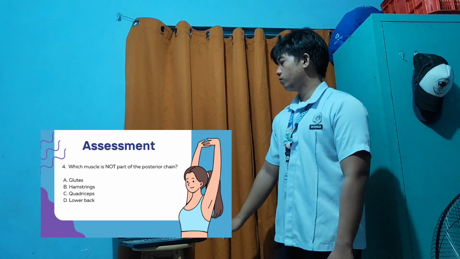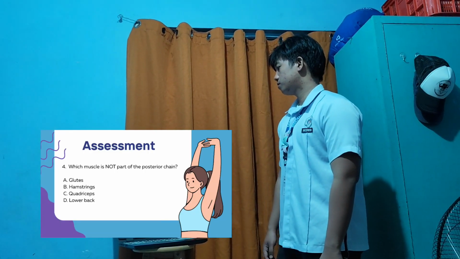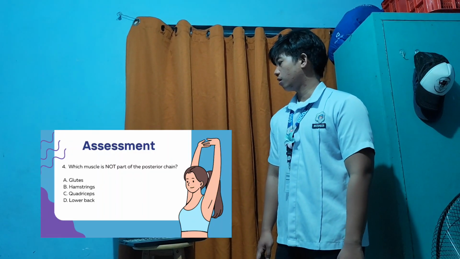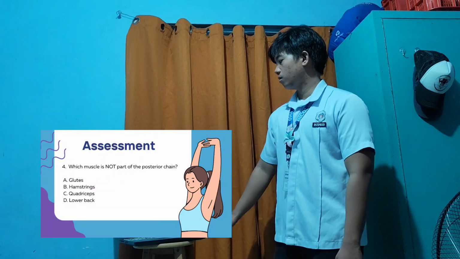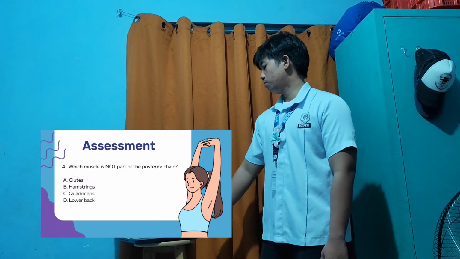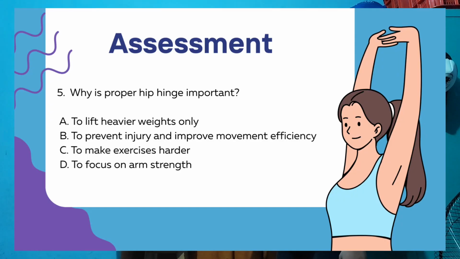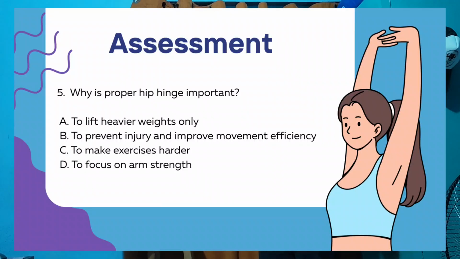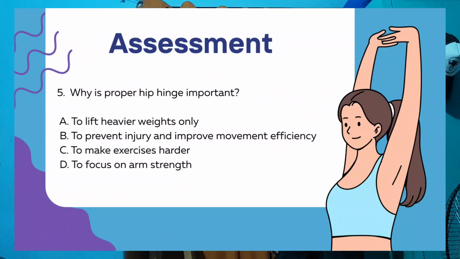4. Which muscle is not part of the posterior chain? A. Glutes. B. Hamstrings. C. Quadriceps. And D. Lower back. 5. Why is proper hip hinge important? A. To lift heavier weights only. B. To prevent injury and improve movement efficiency. C. To make exercises harder. D. To focus on arm strength.